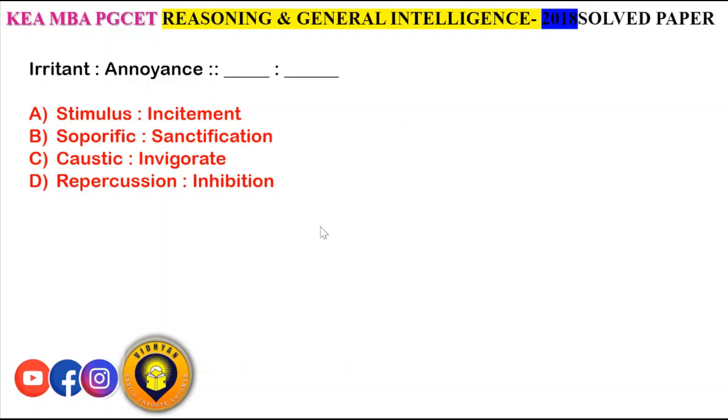Irritant is annoyance, so that is the synonym word. Then you have to fill the other two. That means synonyms you have to find. So here the actual answer will be stimulus, that is incitement. Stimulus, that is incitement, is the right answer.